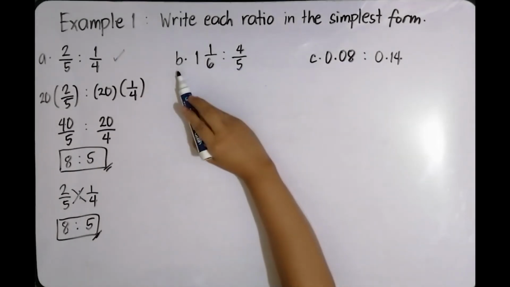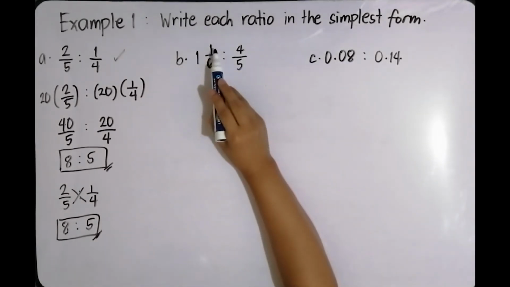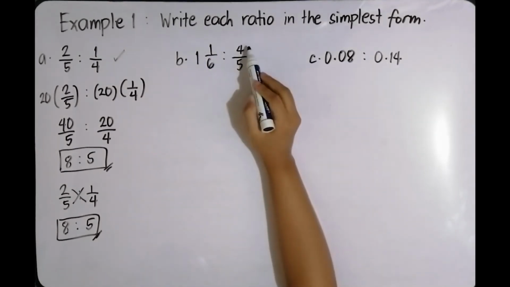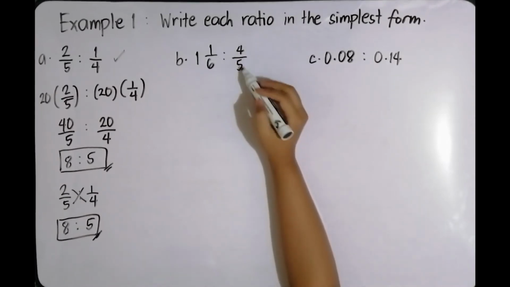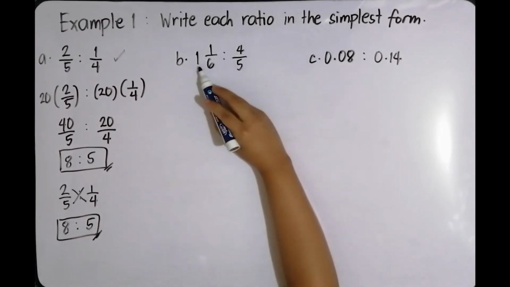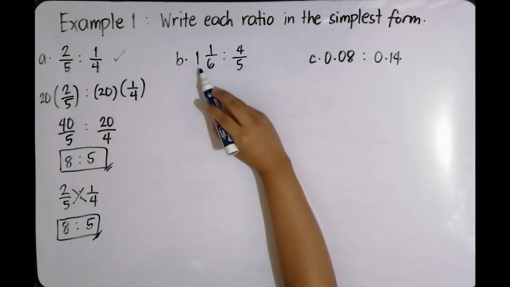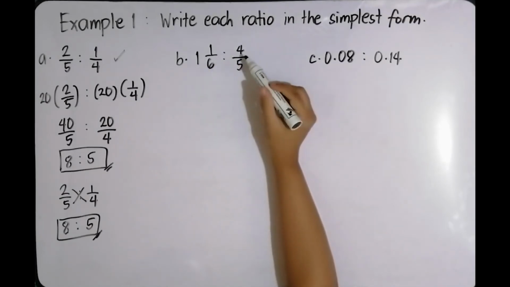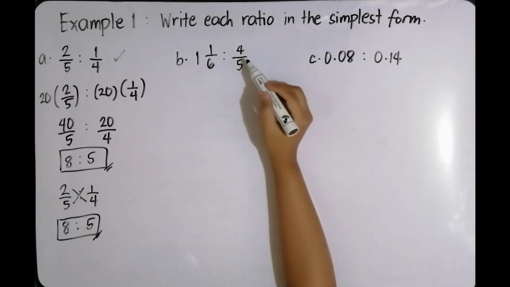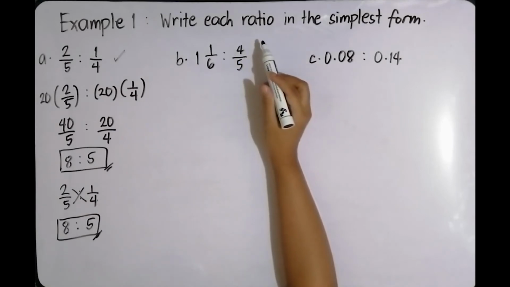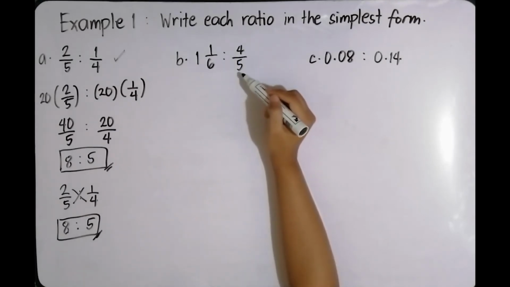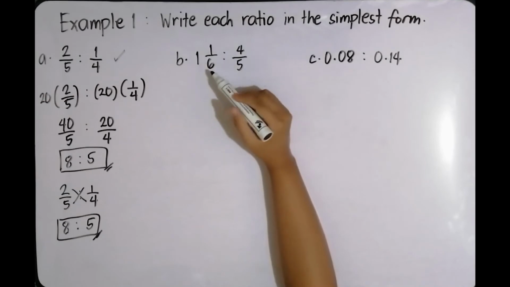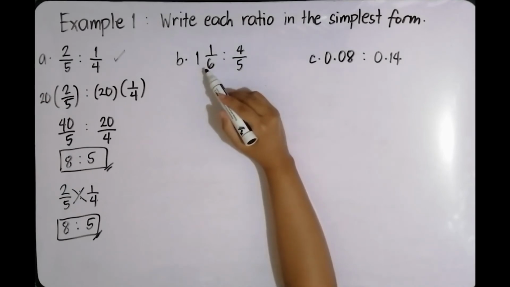Next, let's have letter B: 1 and 1/6 is to 4 over 5, or 4/5. So we have here a mixed fraction. When the numerator is greater than the denominator, we have an improper fraction. So this is a mixed fraction. Let's convert it to an improper fraction.